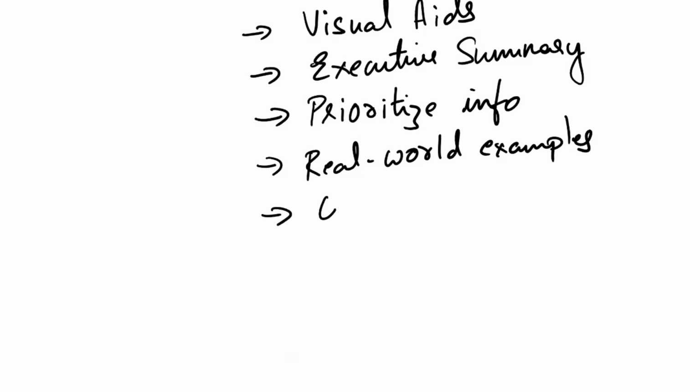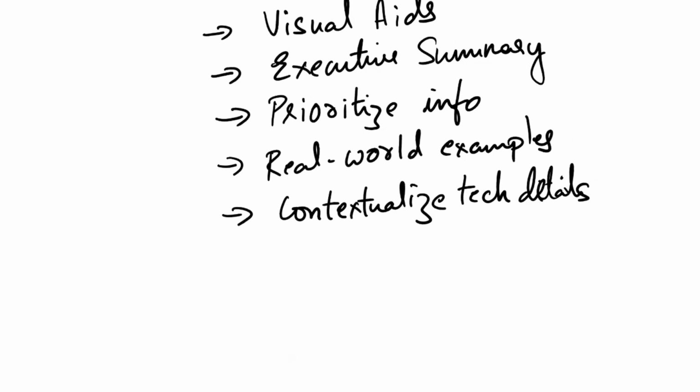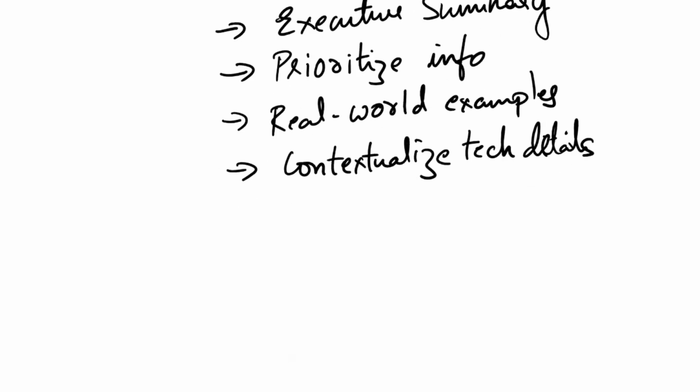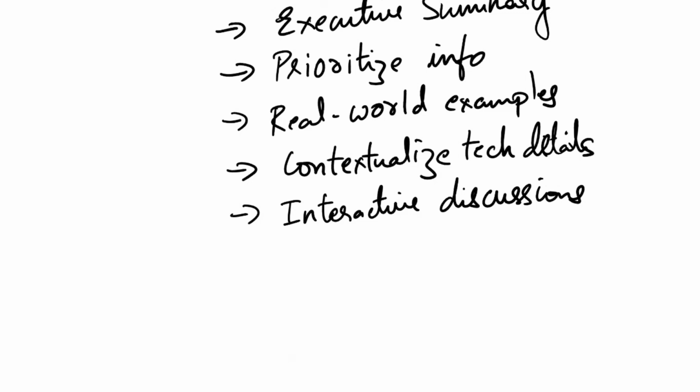Next, contextualize technical details. Provide context for technical details. Explain why certain technical measures are important in the context of the organization's goals, industry standards, or regulatory requirements. Next, interactive discussions. Engage in interactive discussions, encourage questions, and be prepared to provide additional clarification. This helps build a better understanding and ensures that stakeholders are comfortable seeking further information.